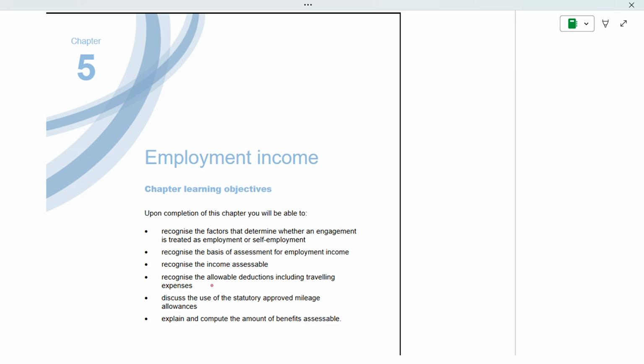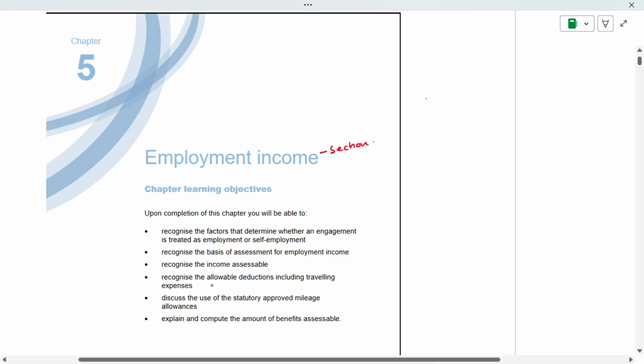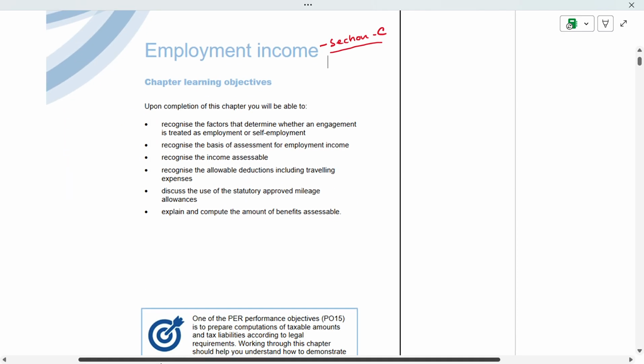Keep something as a basis. When you are talking about employment income, all these things will be there in Section C. One question will be there on employment income. There are so many things that will come, bits and bobs, small things attached.